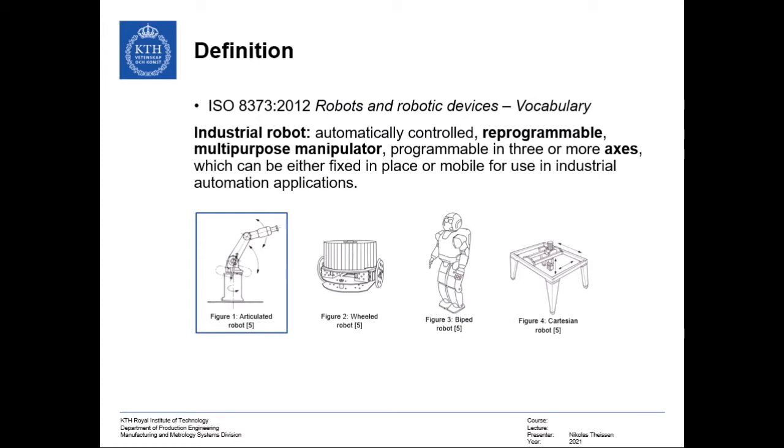Numerous national research projects in many countries concentrate on this huge future market for service robots. In contrast to the household and entertainment robots, these robots are high-tech products. Figure 4 shows a Cartesian robot, which are discussed in this lecture as machine tools. And then there are also other types of robots.